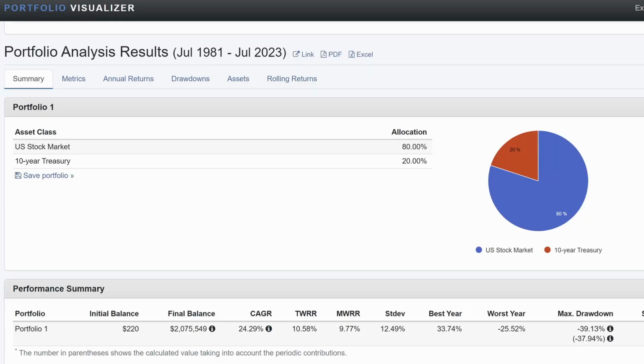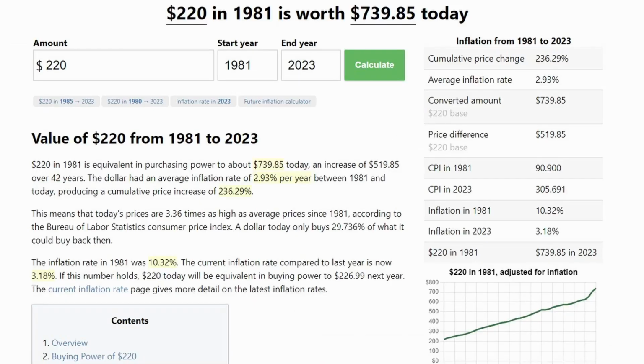Now let's see what changed if they waited until they were 25. Starting at age 25, they had 42 years to invest between the years of 1981 and 2023. They would need to have started investing $220 per month starting in 1981. $220 in 1981 is equal to $740 in today's dollars. So you can already see that by waiting just 5 years, they had to invest over double, $220 per month versus $100 per month. And next we have someone who started in their 30s.